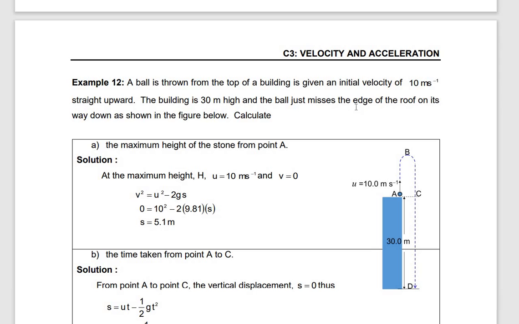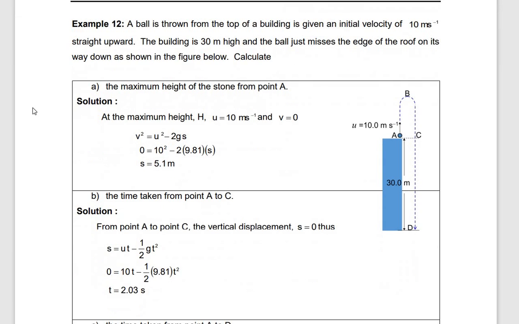And the ball just missed the edge of the roof on its way down as shown in the figure below. So, bila dia naik sampai tahap B, dia berhenti. Lepas tu dia pergi balik pada point C ni, sama line dia. Tapi ball tu dia akan terus turun sampai dia jumpa ground. This is the situation. Okay.